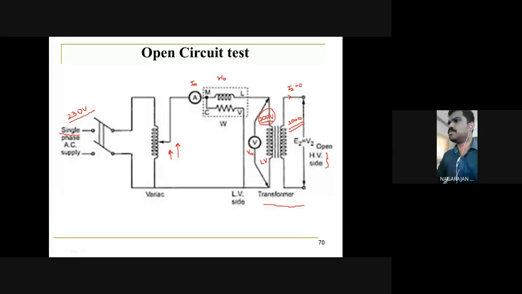Open circuit test is done up to the rated voltage. We are not considering the current magnitude here, because the current will be very small in the open circuit test. The entire current given goes into magnetizing the core, so it requires only a very minimal amount of current. That is the reason why we are not performing the open circuit test on the high voltage side.